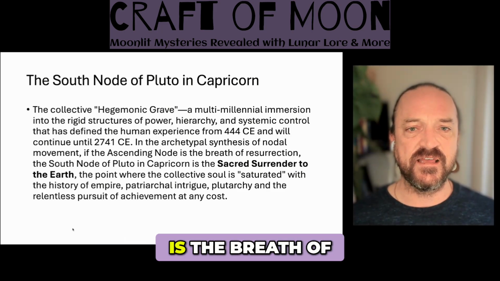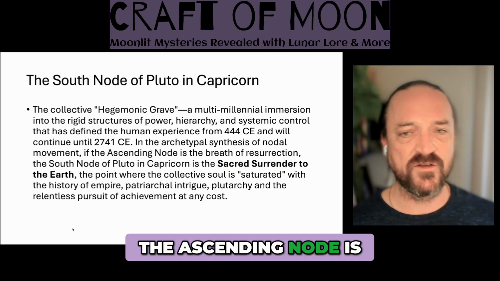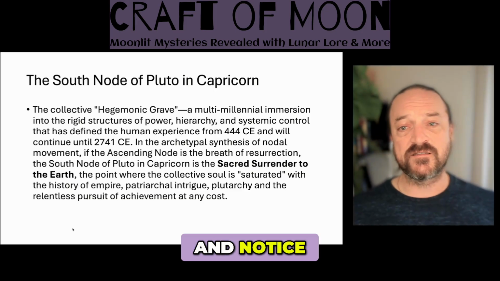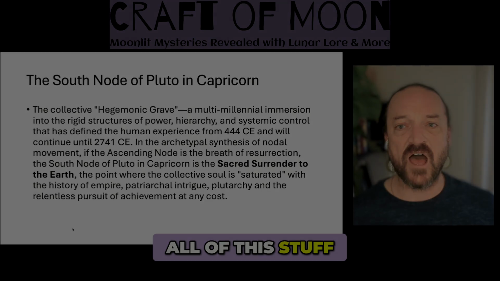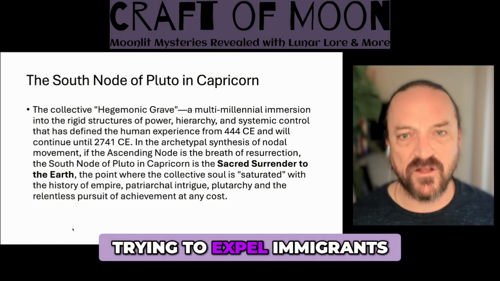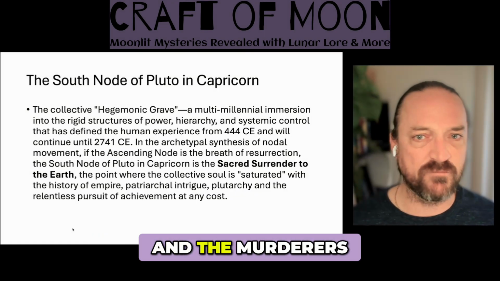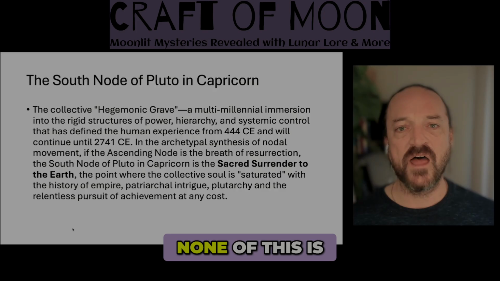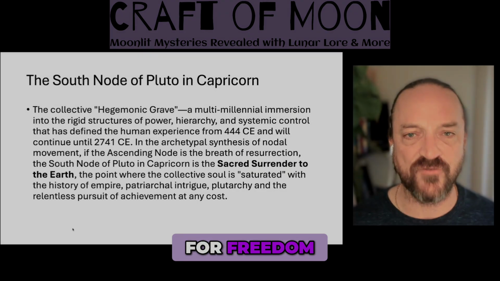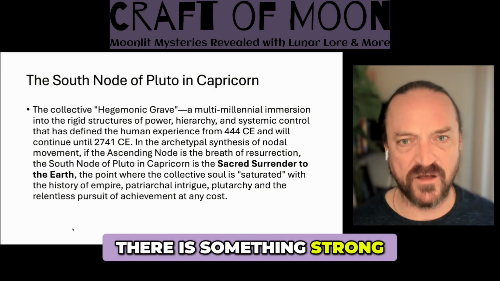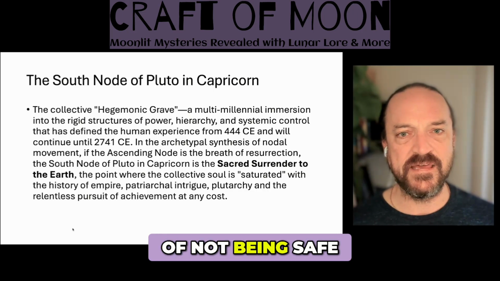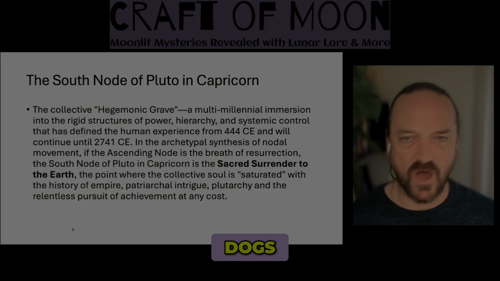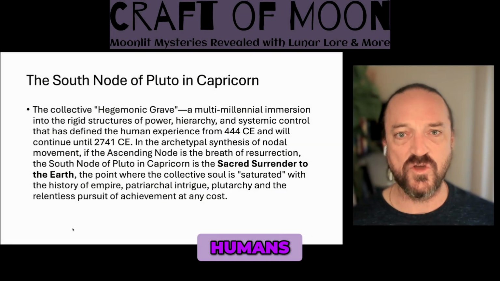If the ascending node is the breath of resurrection, the ascending node is where we're trying to get to. We're trying to get to that safety. We're trying to get to that security. And notice this: all the border control, trying to expel immigrants, talking about the criminals and the murderers, this is all to play on people's need for safety. None of this is playing on people's desire for freedom. There's something strong about the fear of not being safe. It's animalistic. All animals want to be safe: dogs, cats, raccoons, humans, we all want to be safe.